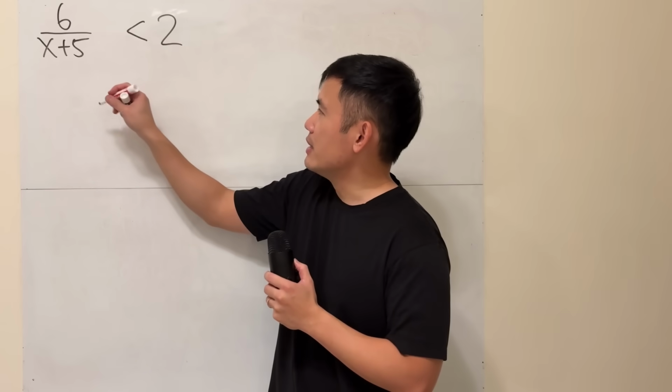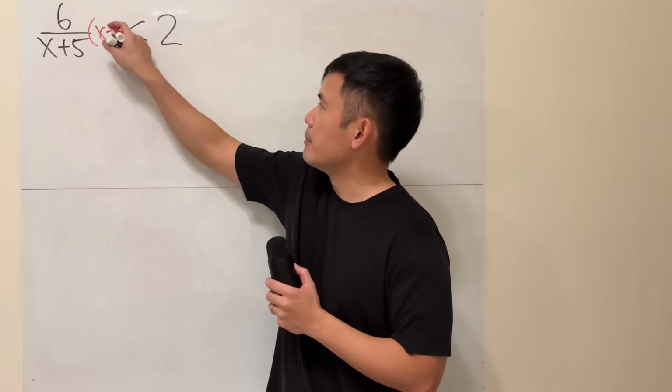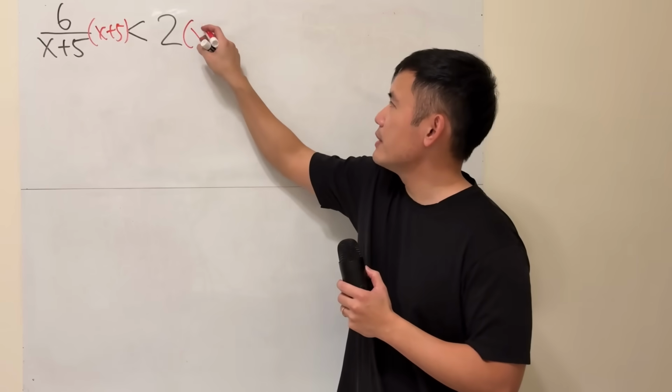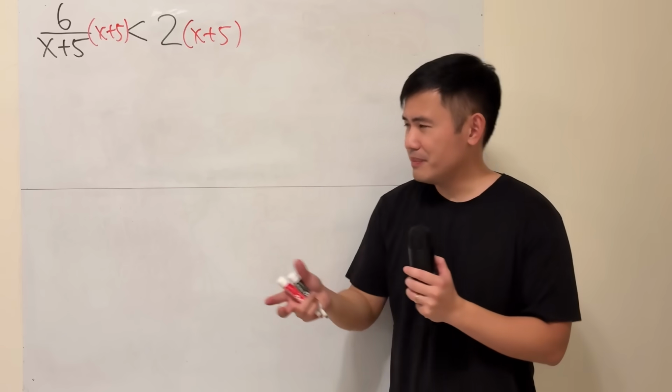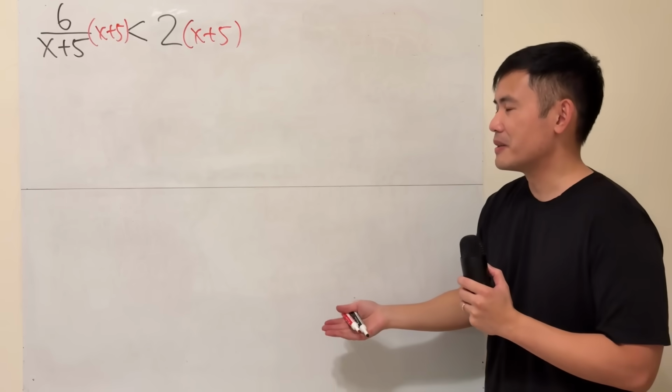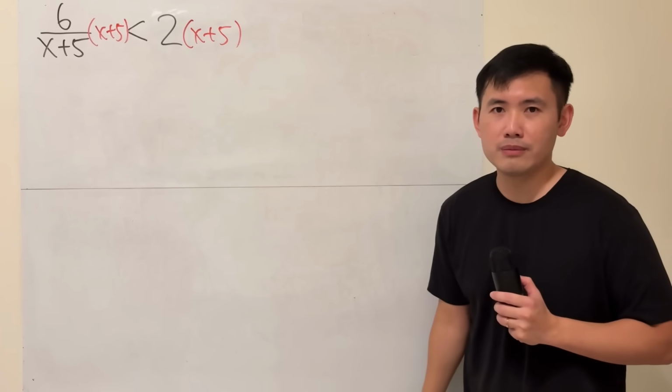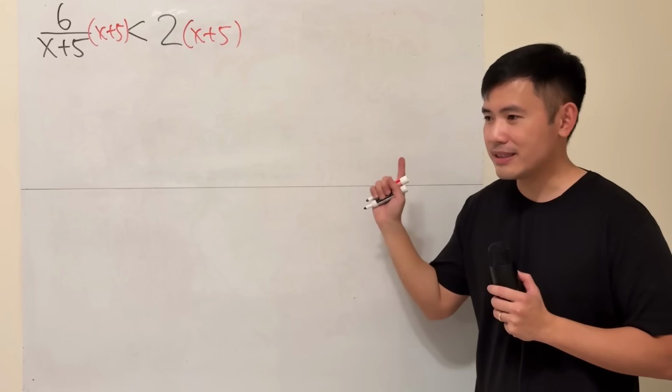If you look at this and just say, I'm going to multiply by the denominator, which is x plus 5, to both sides, and you continue from here, you will get an answer, yes, but that's going to be wrong. So that's the trap, don't do that.